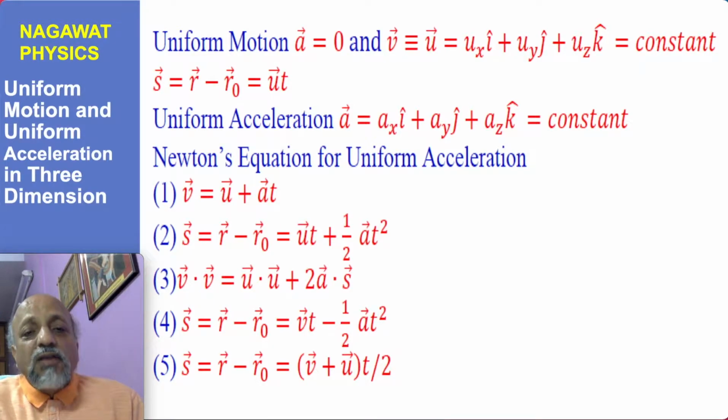In the first equation, the displacement vector is missing. In the second equation, the displacement vector s, which is equal to r minus r0, is given by ut plus half at square, where s, u, a, r and r0 are vector quantities. The third equation can be obtained from the first equation by taking the dot product of v with itself, and one can show that v dot v equals u dot u plus 2 a dot s, the displacement vector. Similarly, by replacing u from the first equation, you can obtain the fourth equation from equation number 2, and that reads s equals vt minus half at square. So in this equation u is missing.